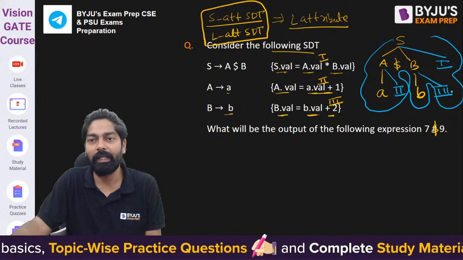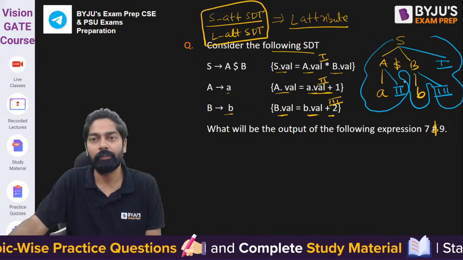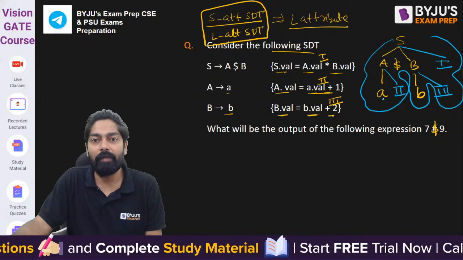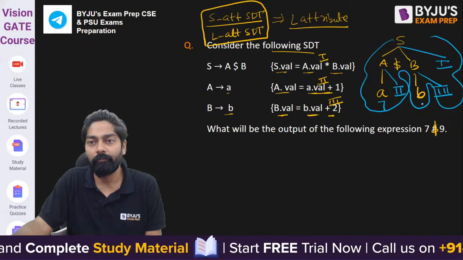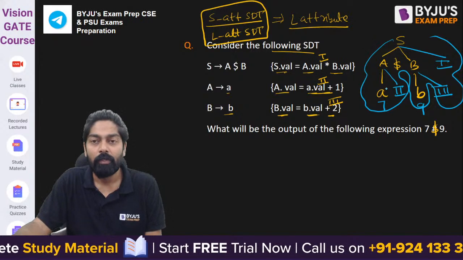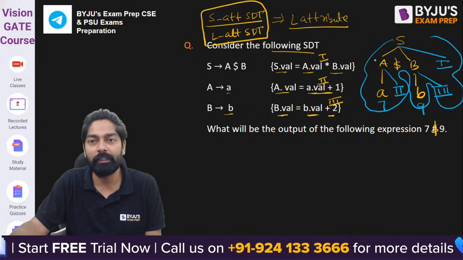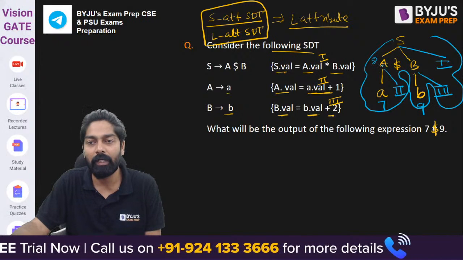So first, second, then third, then first. It is nothing but the A value. What is the A value? This is 7 and this is 9. So A value becomes A value plus 1, which is nothing but 8. This A value will become 8.